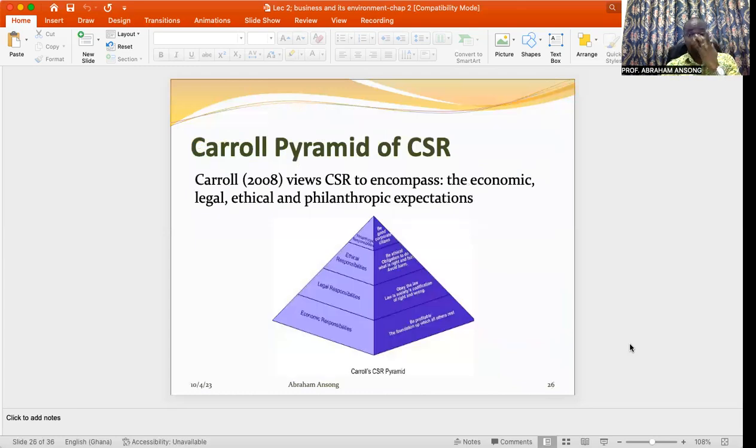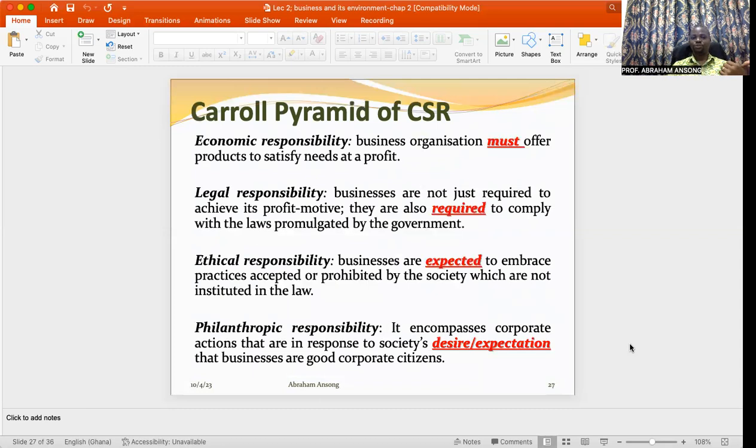So Carroll came up with a pyramid that will help or guide businesses in their quest to be socially responsible. He argues that you normally start with what is known as the economic responsibility. After the economic responsibility, you move to legal responsibility. You then go to ethical responsibility. Then you move to what is known as the philanthropic expectations or philanthropic responsibility. So it's a pyramid. You start with economic before you get to legal, before you get to ethical, before you get to philanthropic expectations, and so on and so forth. So let's see what he says or what the pyramid seeks to explain.